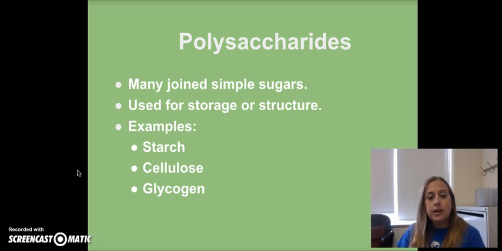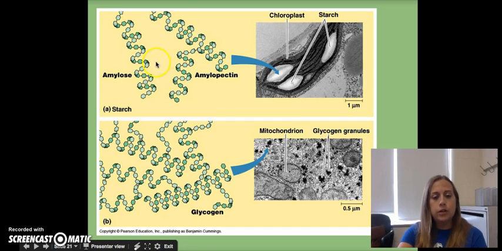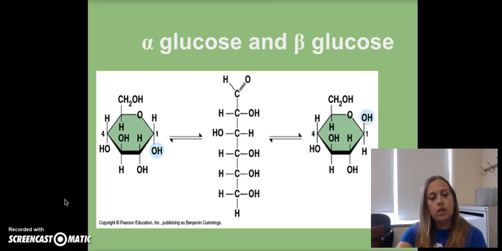All right, so then polysaccharides, this is going to be many simple sugars joined together, and these are going to be used for storage or for structure. So a few examples are starch, cellulose, and glycogen. Here's a diagram, or two diagrams, I guess. You've got starch up here in two different forms, and then you've got glycogen down here.